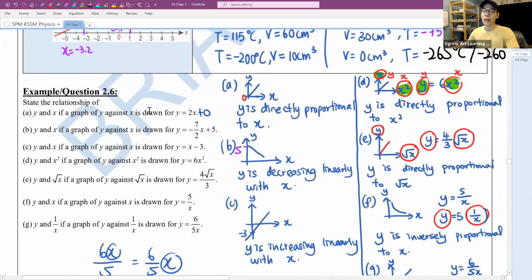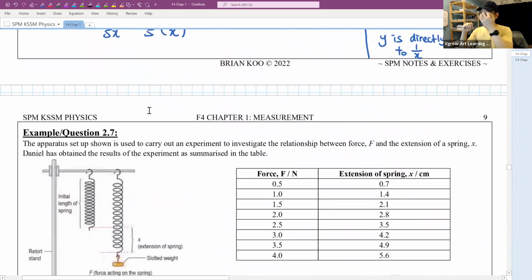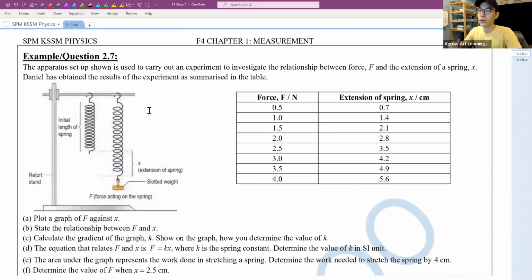Okay, let's look at 2.7. The apparatus setup shown is used to carry out an experiment to investigate the relationship between force and the extension of a spring X. Okay, Daniel has obtained the result of the experiment as summarized in the table. So there are two things here that we are finding the relationship of. Number 1 is the force. Number 2 is the X value, which is the extension of the spring.